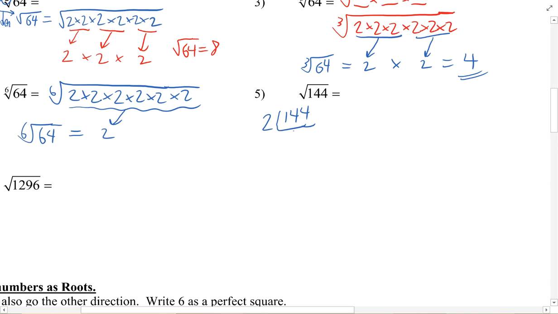Divide by 2, and we get 72. Divide by 2, 36. Divide by 2, 18. Divide by 2, 9. And then we get 3 and 3.